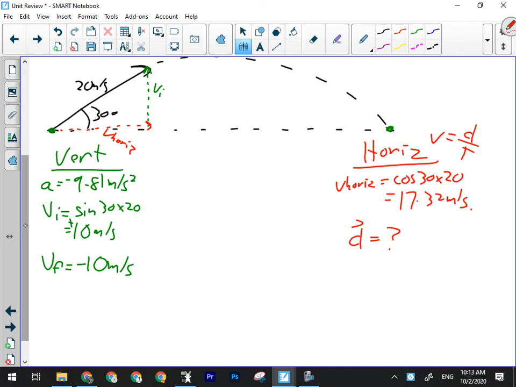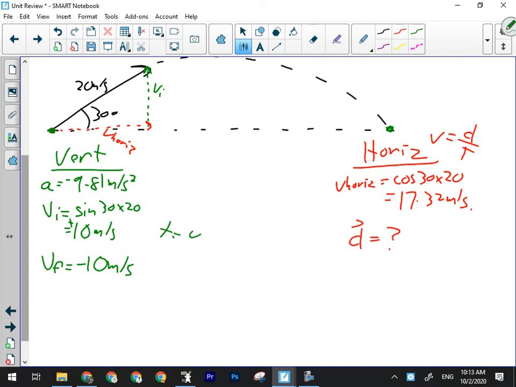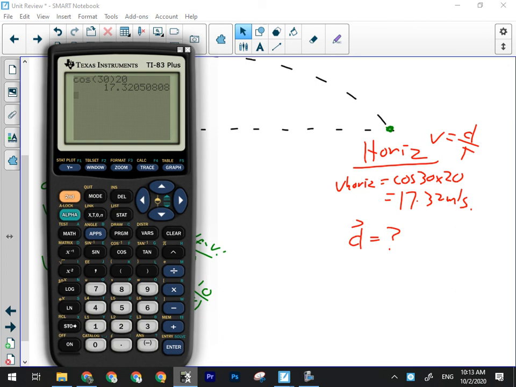What do I need? I need the time. I can find that with my vertical information. So A equals VF minus VI over T. Whoops, sorry, I'm looking for time. Time equals VF minus VI over A. So that'll be negative 10 minus 10 over negative 9.81. So negative 20 divided by negative 9.81. All right, so this is going to be 2.039 seconds.